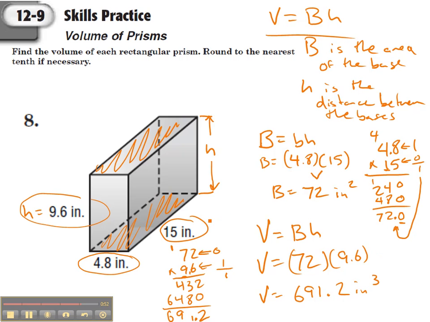The area was inches squared, and we multiplied by the distance between the bases, which is inches. Inches squared times inches, inches cubed. So 691 and 2/10 inches cubed.